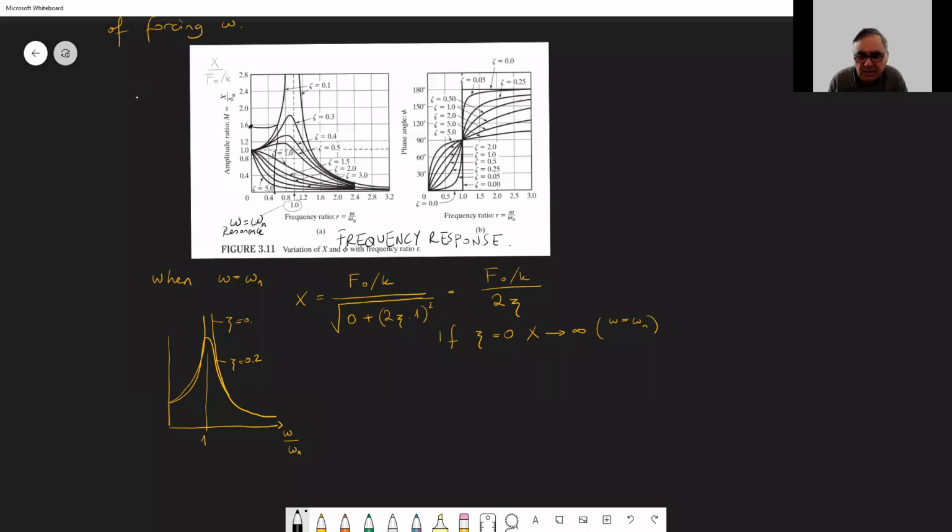In this picture, we have X over delta static. Delta static is defined in that book as F0 over K, as I have defined. X over F0 over K is called the magnification factor, or the amplitude ratio, if you like. And omega over omega n is called the frequency ratio.